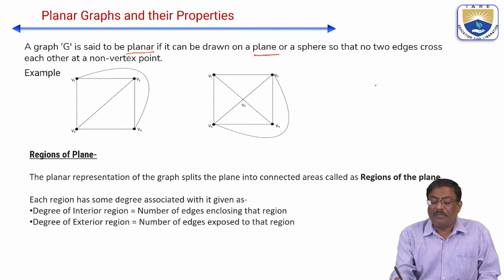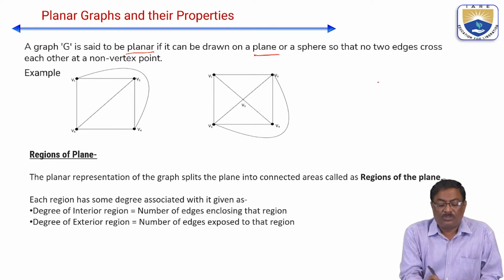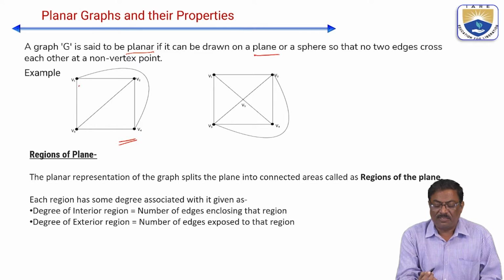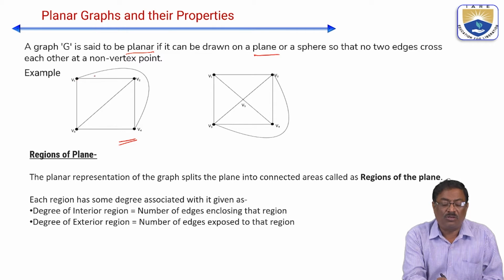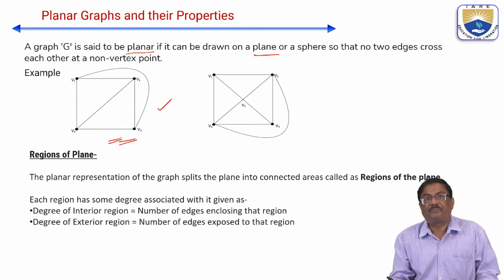So if you draw, edges should meet only at the nodes, intersect only at the nodes. In the remaining places, the edges should not intersect each other. Let us consider this graph, and here no edge intersects other than at the node itself. See here at this node, the edges are intersecting. In the other places, the edges do not intersect. So this is known as a planar graph.